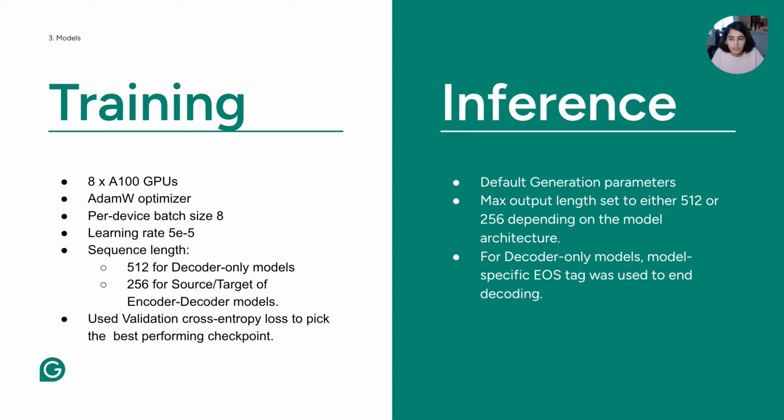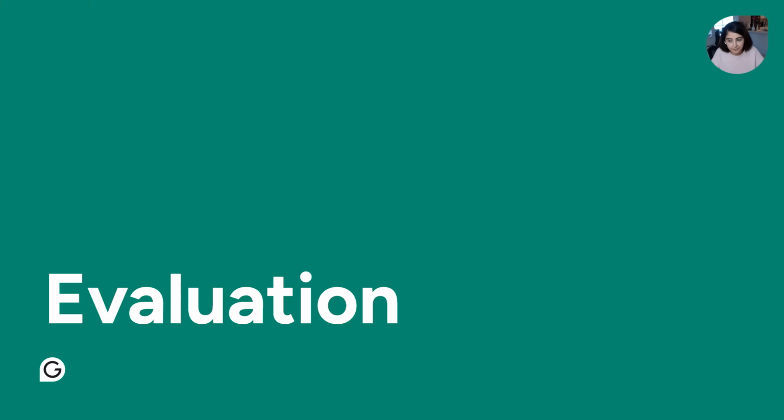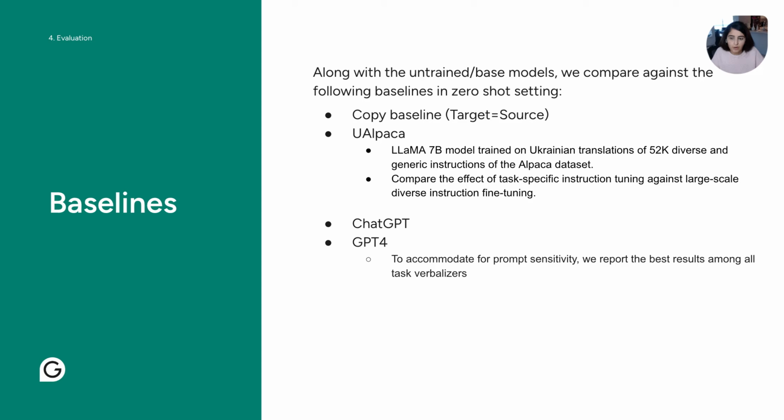Regarding training and inference, we use 8 A100 GPUs with an effective batch size of 64, and we've tried multiple learning rates and finally settled on the ones using our validation cross-entropy loss and a sequence length of 512 or 256 depending on the style of the model. Now let's talk about evaluation.